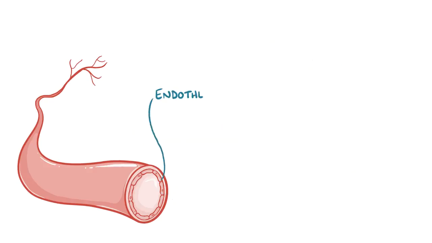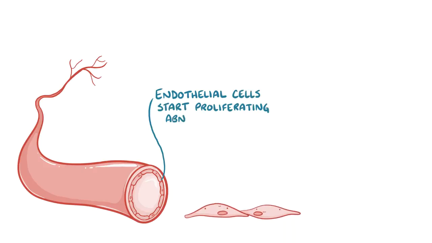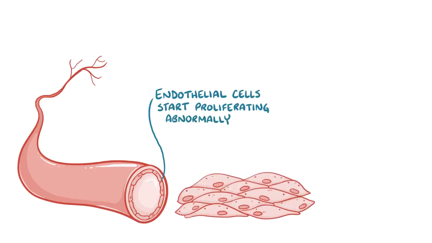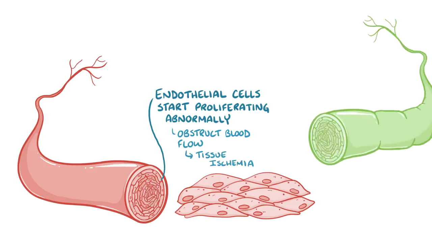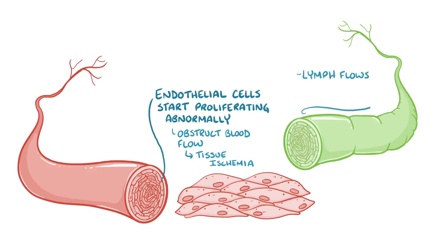Angiosarcomas form when endothelial cells suddenly start proliferating abnormally. If these masses grow inside the blood vessel lumen, they can obstruct the blood flow, and that can interfere with the oxygen and nutrient supply to various tissues, and eventually can result in tissue ischemia. If lymph flow is obstructed, lymph fluid backs up in the tissues, causing lymphedema.